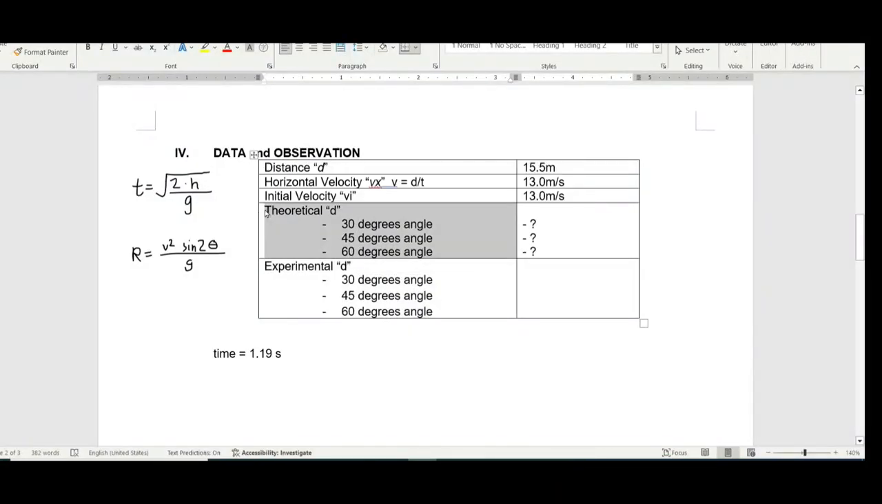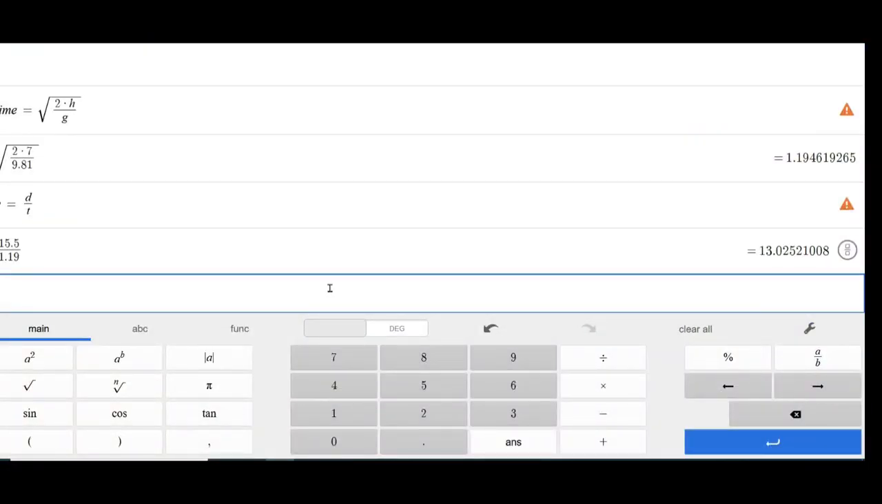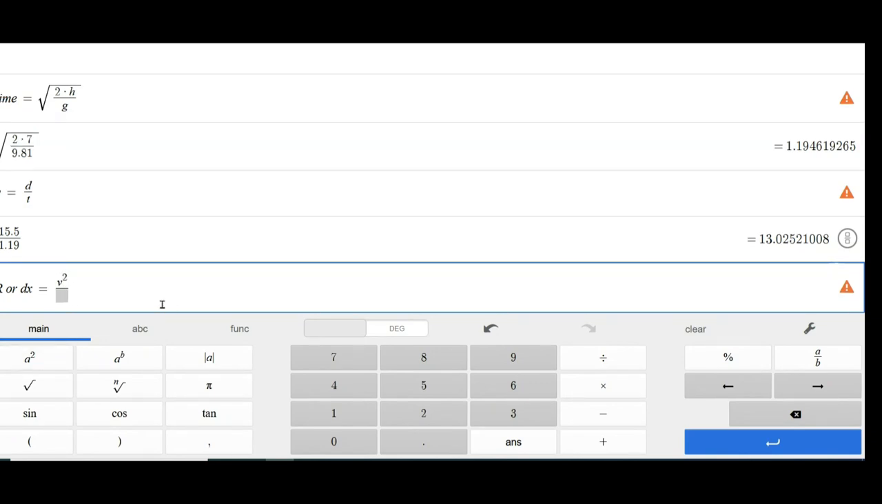Calculating will be our theoretical distance. We will calculate it with a formula. And our formula here is range, or R, this is the theoretical distance, is equal to velocity squared times sine 2 theta, theta meaning angle, over gravity. So let's just put it in our calculator. So range or distance will be equal to V for velocity, multiplied by sine 2 of the angle. So I can't put the angle symbol, so I'll just put angle here, over gravity.